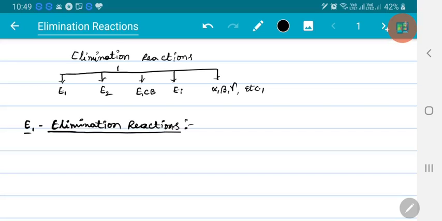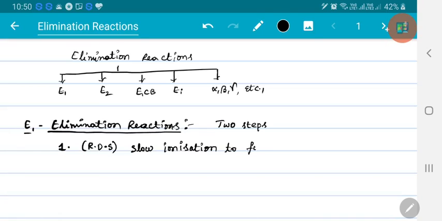E1 elimination reactions are always in competition with SN1 reactions. Similar to SN1 reactions, E1 elimination reactions also occur in two steps. First step is the rate determining step, that is slow ionization of the reagent to form carbocation.